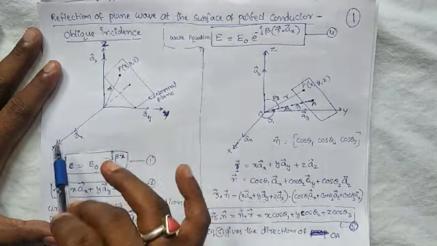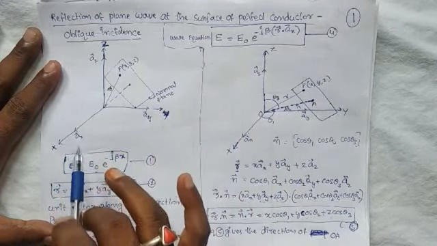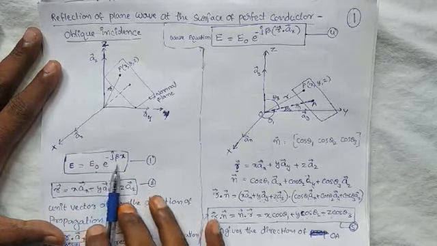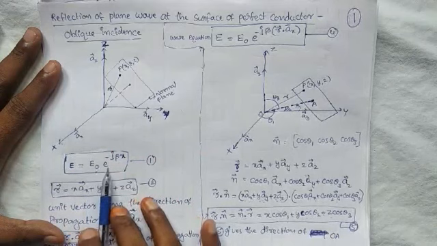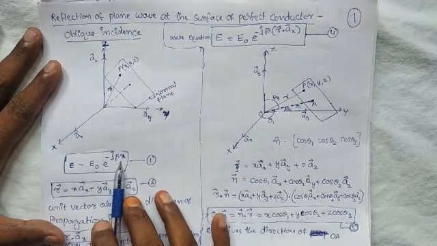Here we are representing the wave equation. The wave is traveling along the x direction. We are expressing it in terms of electric field. E is equal to, in magnitude and phase form, E naught into e power minus j beta x. Here the wave is propagating with beta.